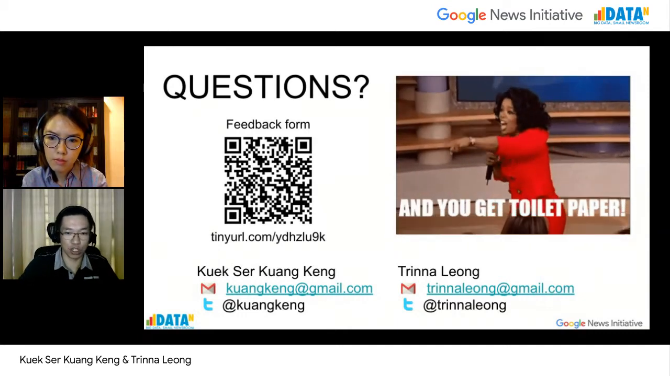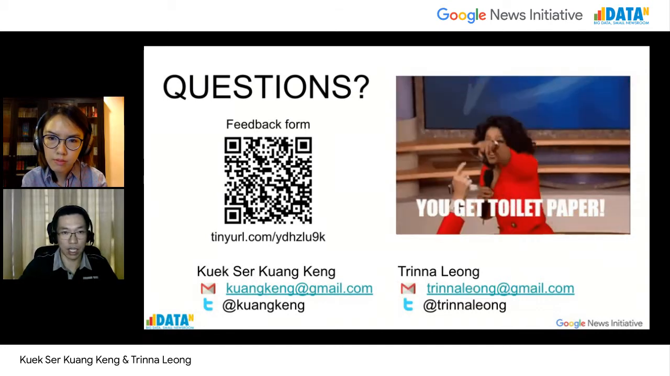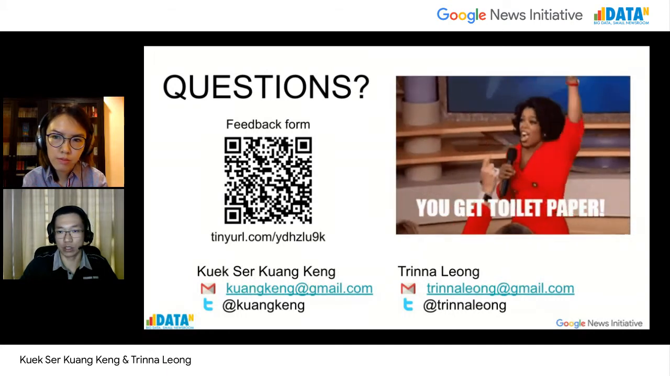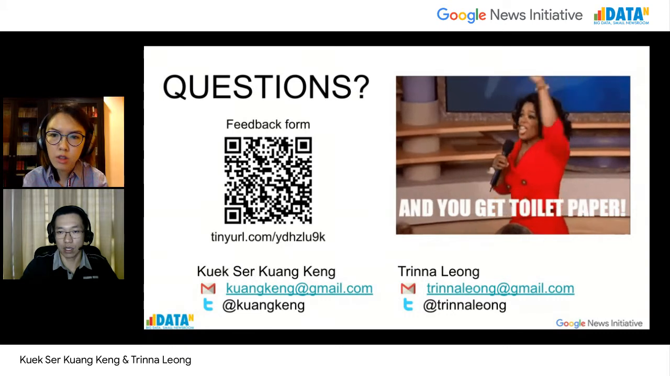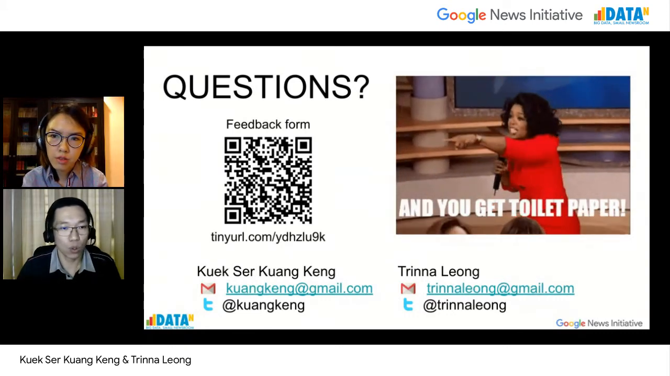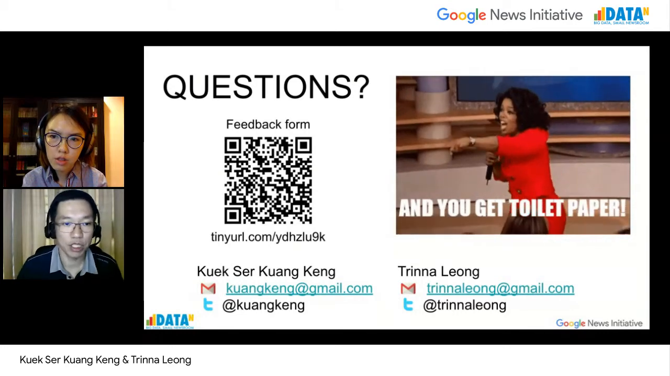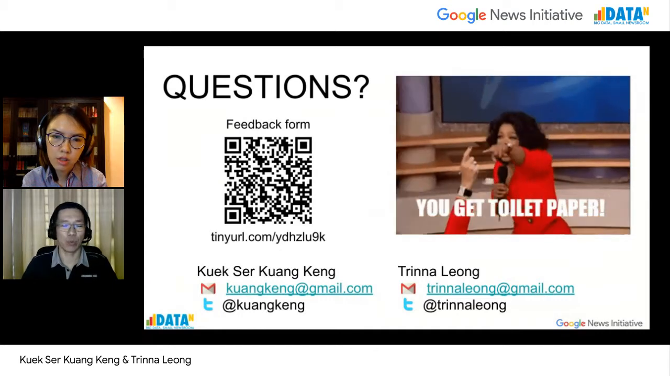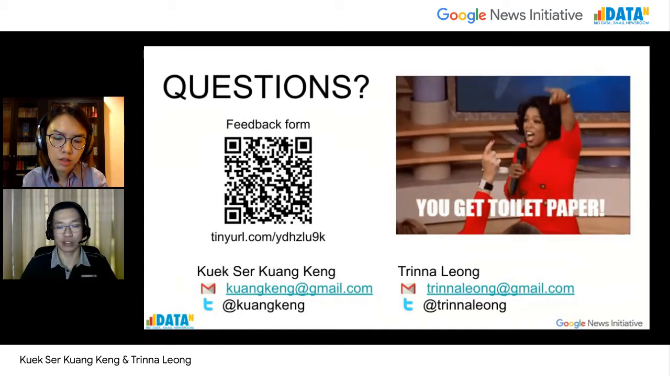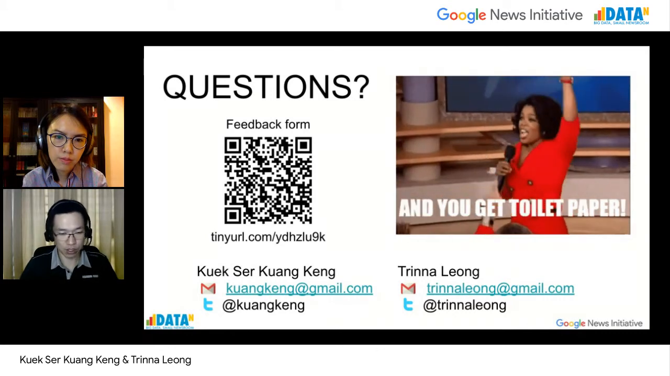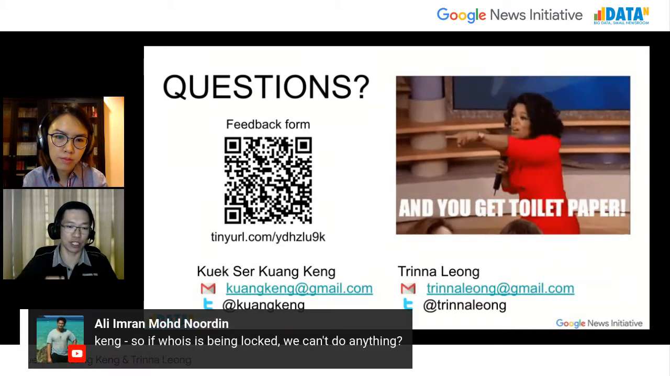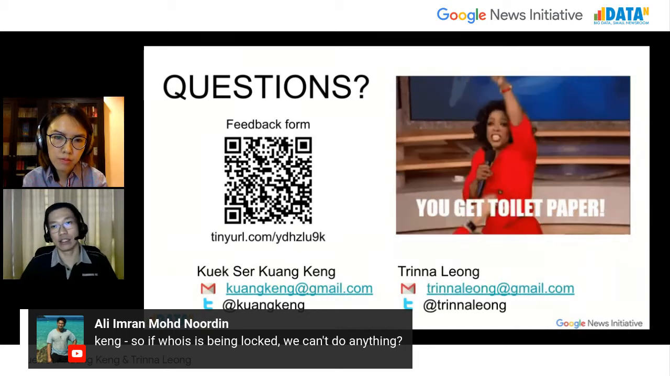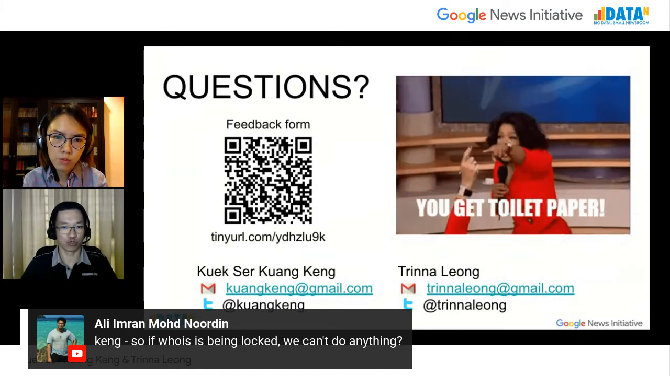I'm going to stop sharing my slides, and we are going to look at some questions. So just now there was one question about Whois. If the website registration details are not available from Whois, is there any other way to go about it? Sorry, the answer is no. If they are able to pay the registration agent to hide their details, then there's no way for you to find the registration details.